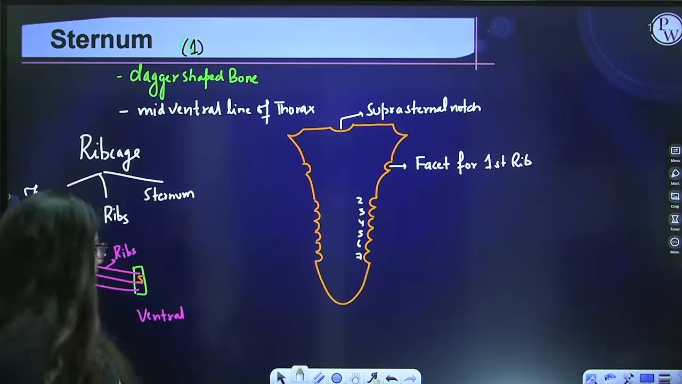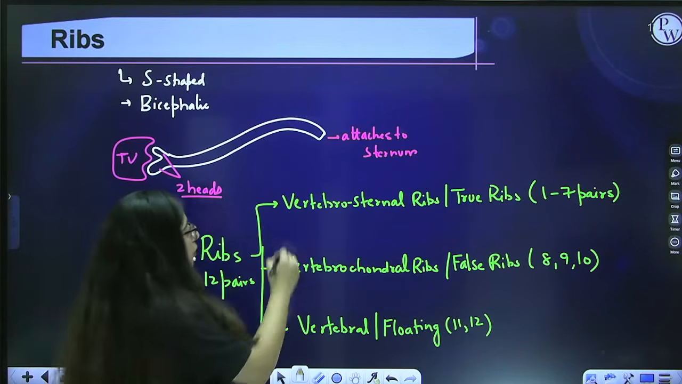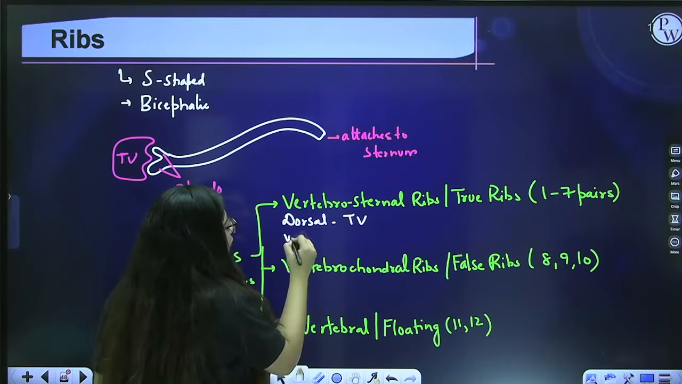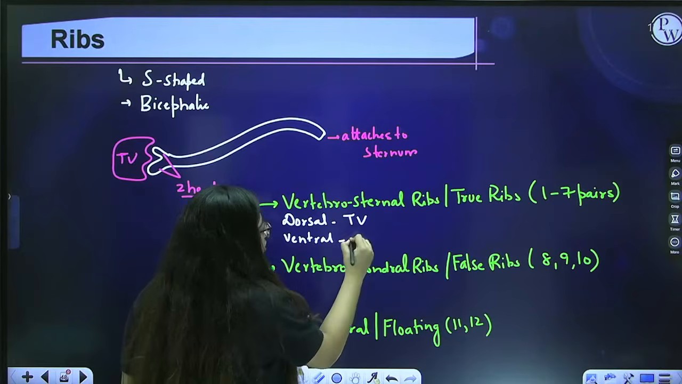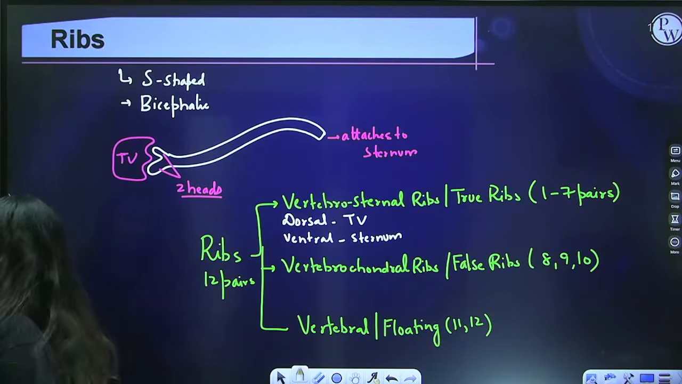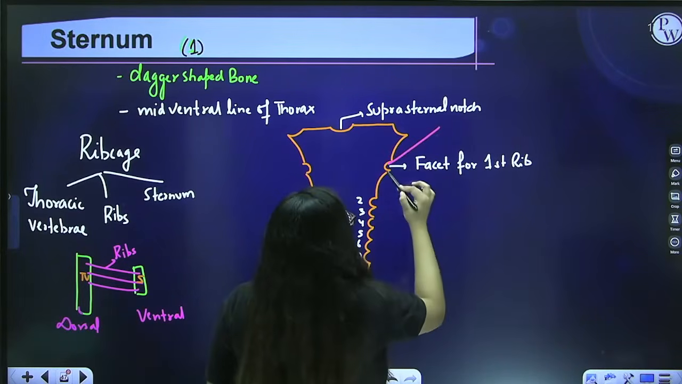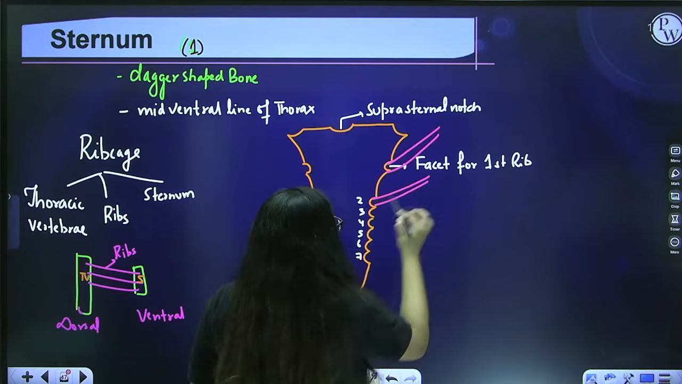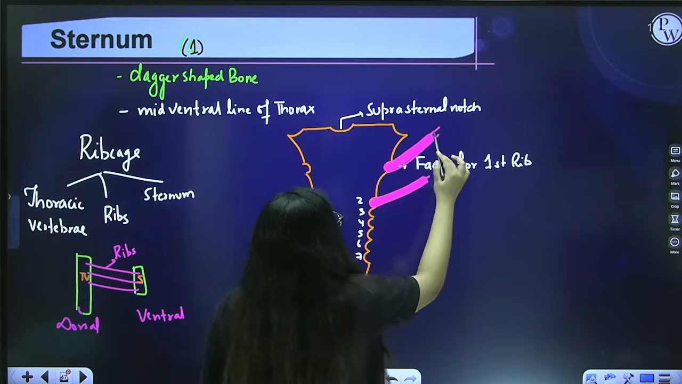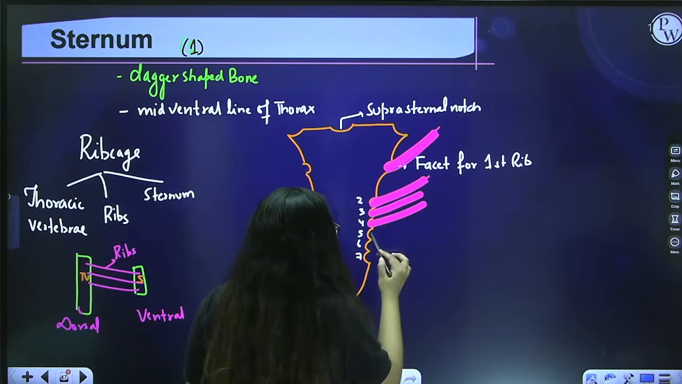So the first pair of ribs are vertebrosternal ribs. They are true ribs. Why? Because dorsally they are attached to thoracic vertebrae and ventrally they are attached to the sternum. So that's why they are known as true ribs, right? If you look at this diagram, this is how the ribs are attached. Let me just broaden this up. This is how the ribs are attached.